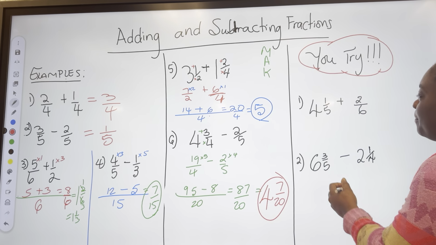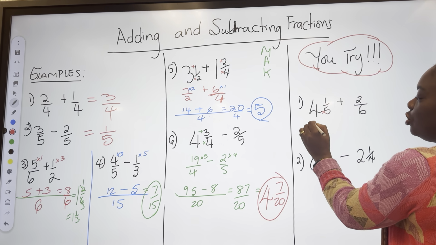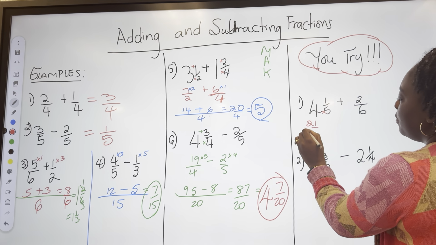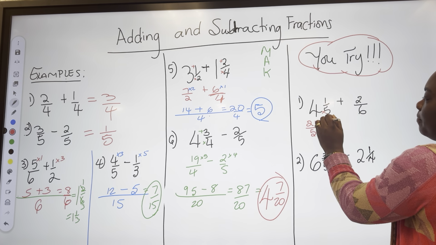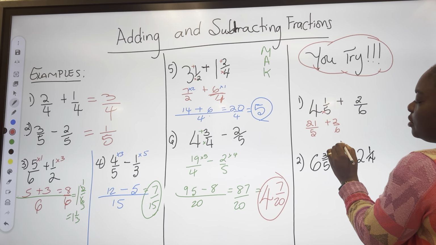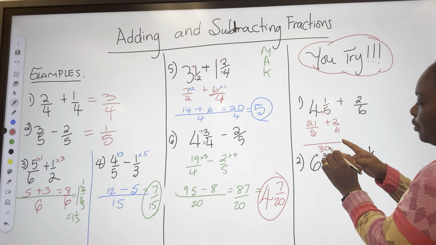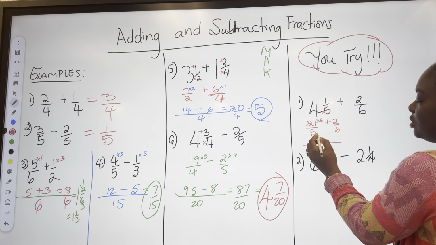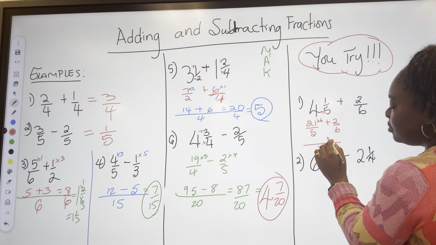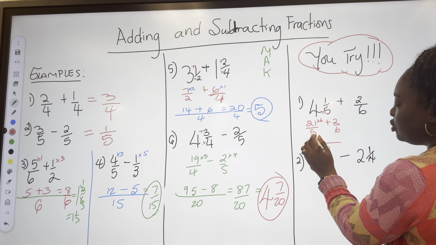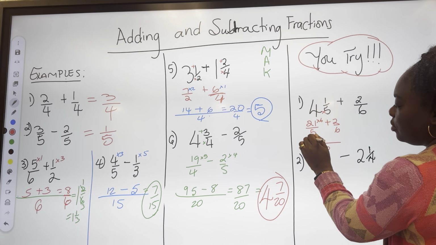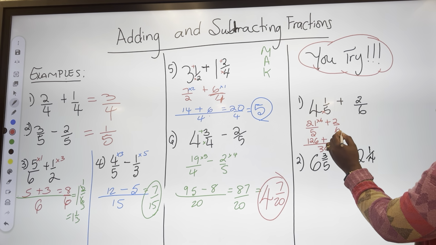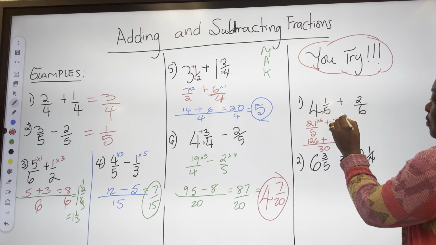Let's work them together. So that's 21 over 5 plus 2 over 6. My LCM is 30. 5 into 30, that's 6 times. 6 times 21 is 126. All right, and that's 5.